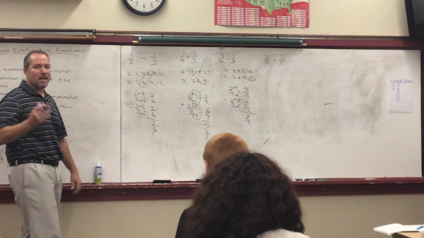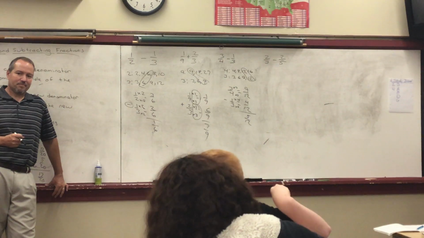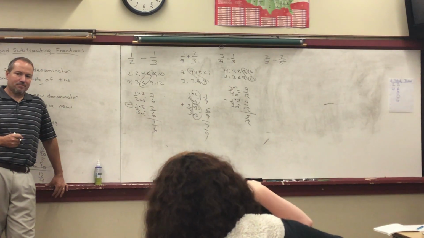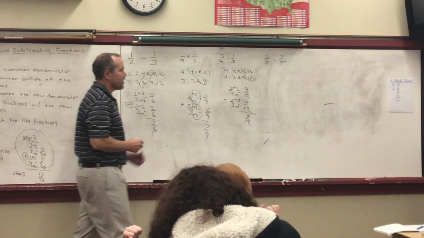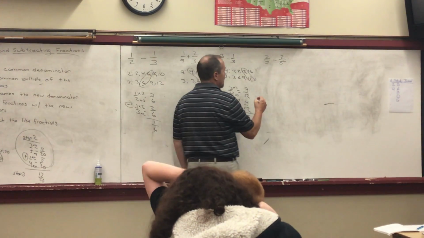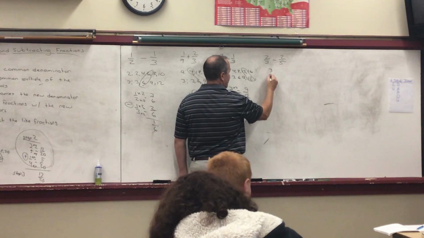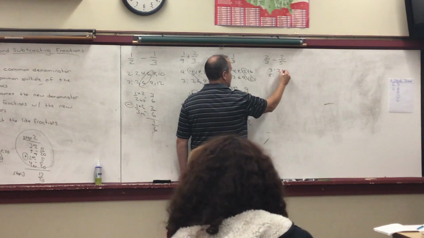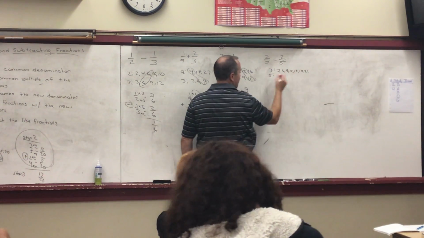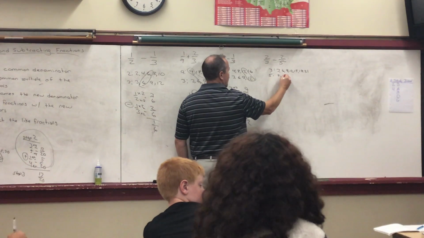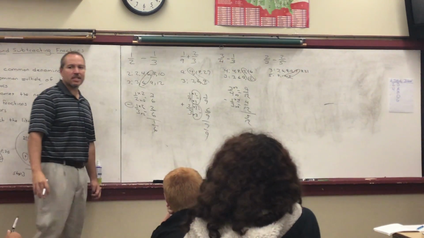Okay? What's the first thing we do? First thing we're going to do is find a common denominator, the least common multiple of the denominators. So we're going to list the multiples of 3 and 5. Multiples of 3: 3, 6, 9, 12, 15, 18, 21. Multiples of 5: 5, 10, 15. I can stop because 15 is in the other one. So the common multiple is 15.